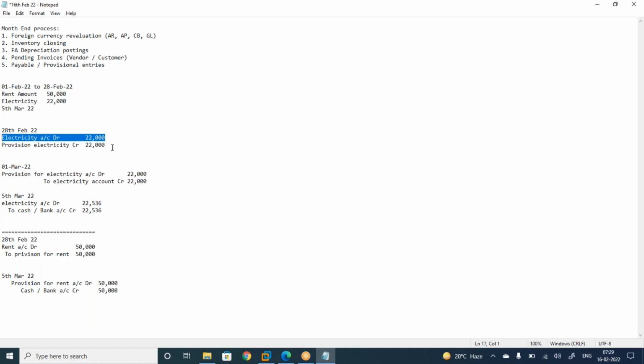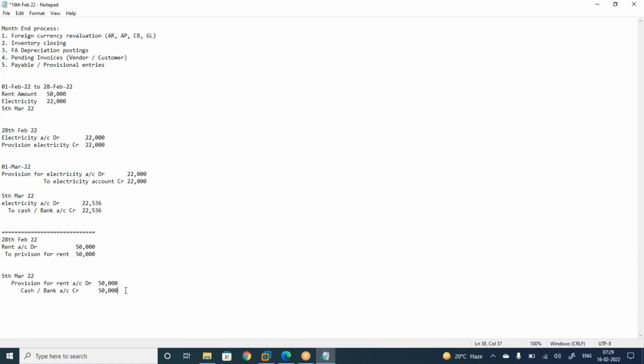So we don't need to go back to the 28th February. No, not required, because it is reversing on 1st March itself, right? Provisional, yeah, it is reversing. Because I don't know what the amount is, that is the reason I'm posting like this. If I know the amount, I can post this entry, and instead of the rent amount, I'm paying against the provisional entry.